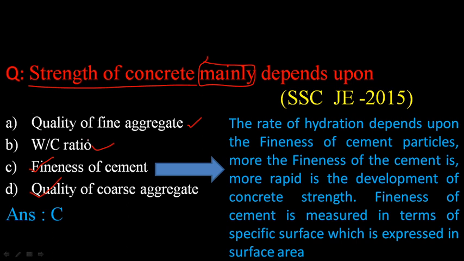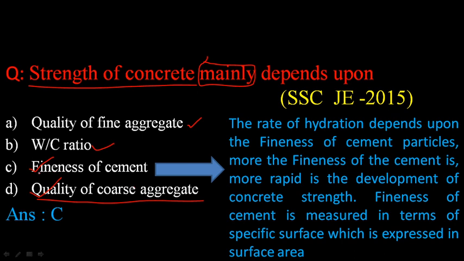Here the first option says quality of fine aggregate. If the quality of fine aggregate is good, then the strength of concrete is also good. And for water cement ratio, if you increase it, the strength of the concrete decreases. If you decrease the water cement ratio, the strength of concrete increases. And quality of coarse aggregate also: if you use good quality coarse aggregate, then the strength of concrete also increases. Moreover, the surface area of coarse aggregate is less compared to finer materials, so we get lesser surface area.